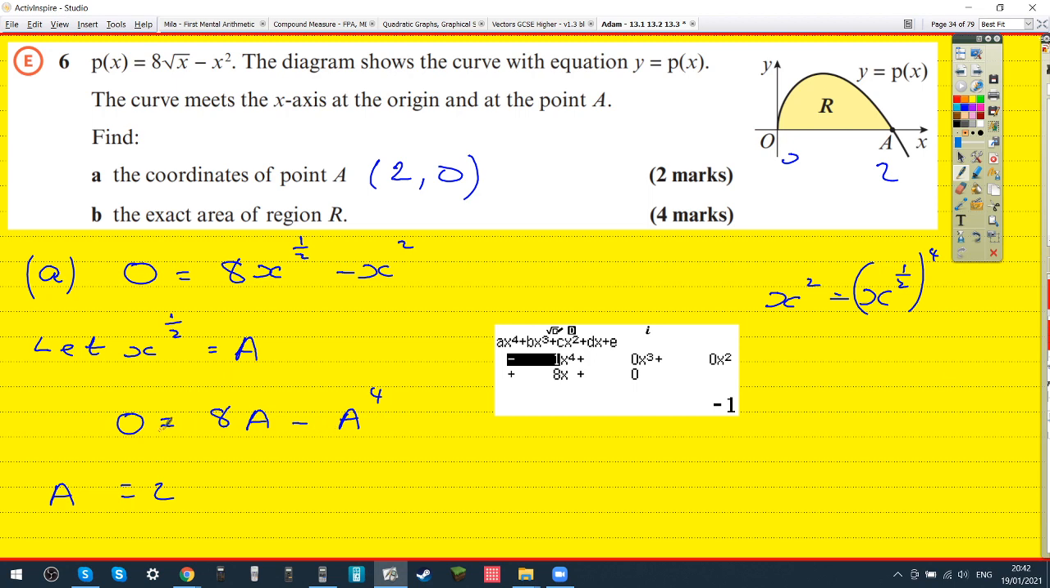For this equation, if a was 2, 8 times 2 would be 16. And what is 2 to the power of 4? 16. So 16 minus 16 is 0. So we solved that one, but we just created it. So now we have to undo it. So x to the half is 2. And so what is x? We have to solve for x.